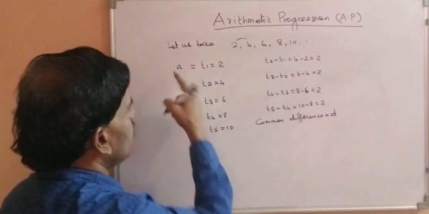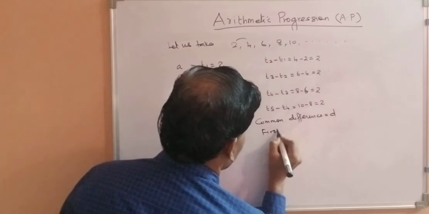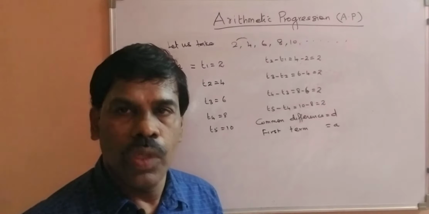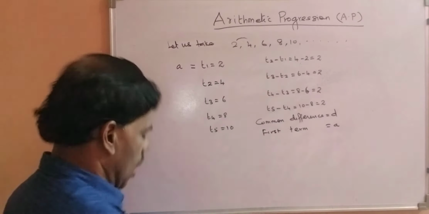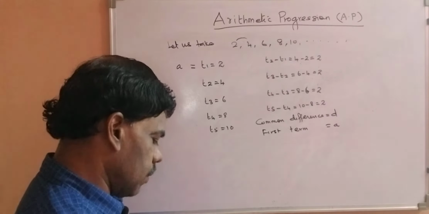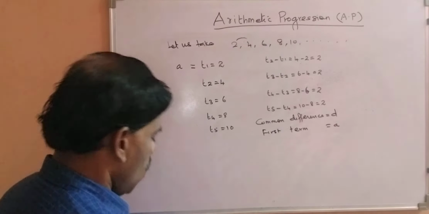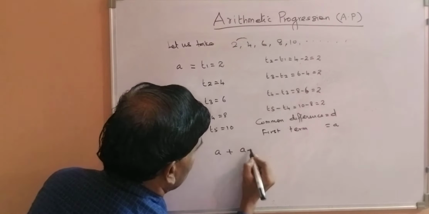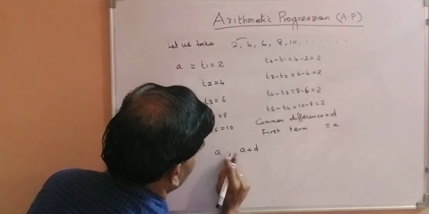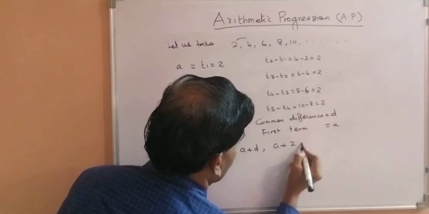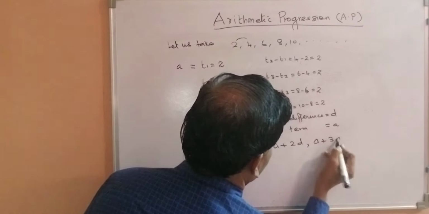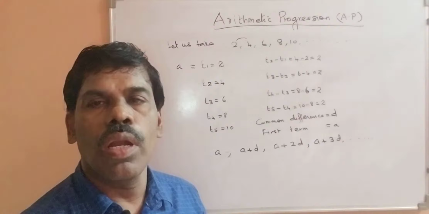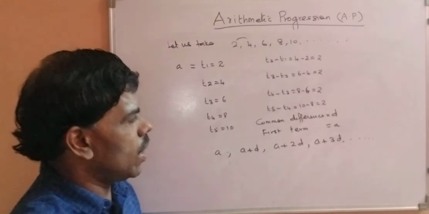Okay. Now, what is the first term called? We call it A. Okay. Now, look at this very carefully. The sequence, suppose this 2 is A, then A plus D, A plus 2D, A plus 3D, etc. This is what you call the arithmetic progression sequence.